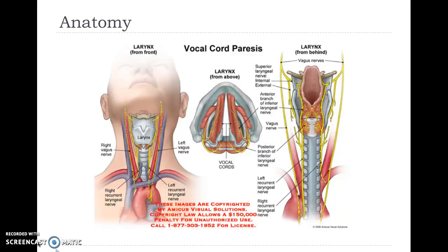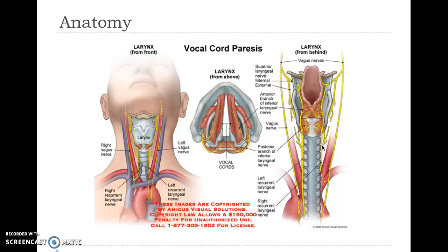Damage to the vocal folds leads to damage to the vagus nerve, also known as cranial nerve 10, which affects the superior laryngeal nerves and the recurrent laryngeal nerves. Here would be the external and internal superior laryngeal nerves, and here would be the left and right recurrent laryngeal nerves on the vagus nerve.